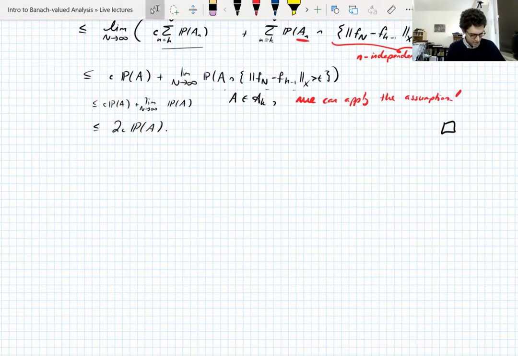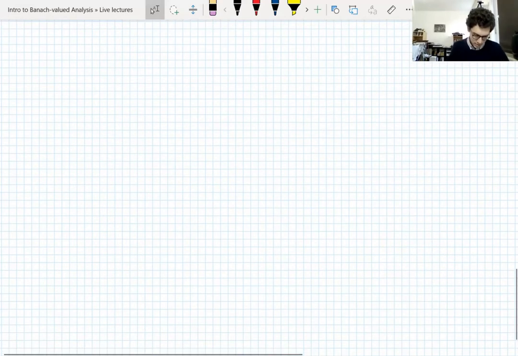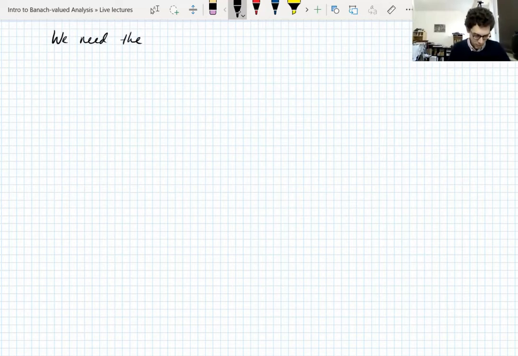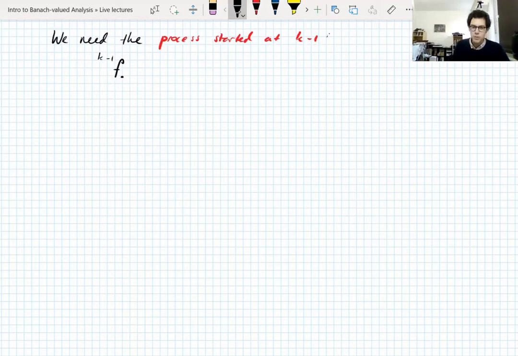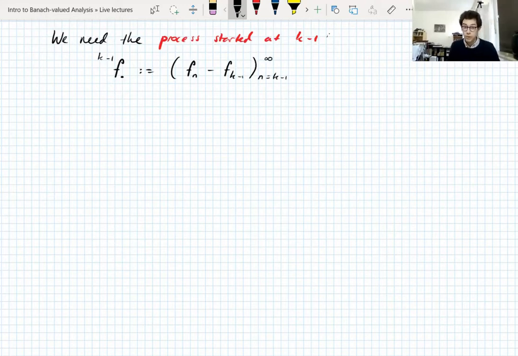So for lemma 3, we're going to need a little bit of notation that we haven't introduced yet. Standard in stochastic processes, but we haven't done it yet. We need what's called the process started at k minus 1. So we have our stochastic process F, and there's an associated stochastic process with horrible notation. It's denoted like this with a superscript on the left. I cannot stand superscripts on the left, but this is standard, so we deal with it. It's a stochastic process given by f_n minus f_{k-1}, n going from k minus 1 to infinity. So the first term is 0, and from then on it's just given by the differences of f_n and the place where you started.